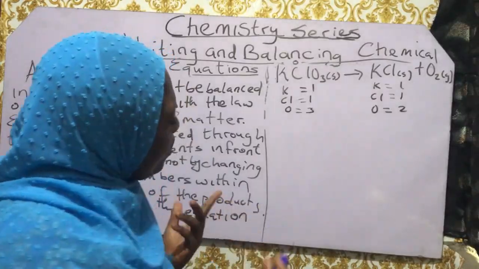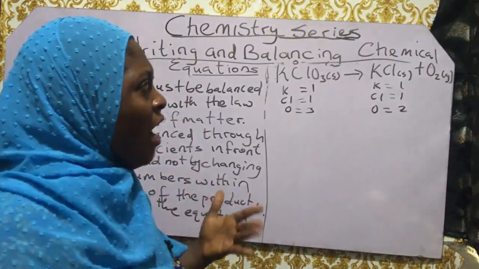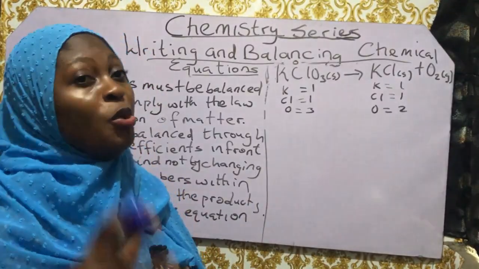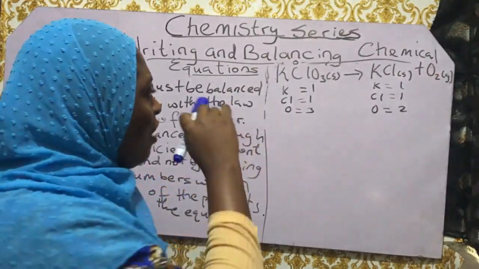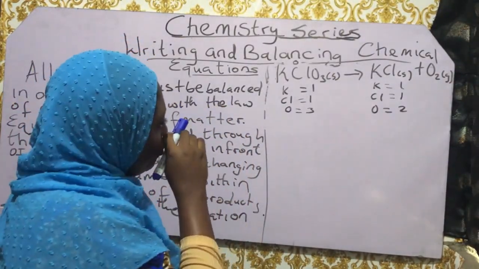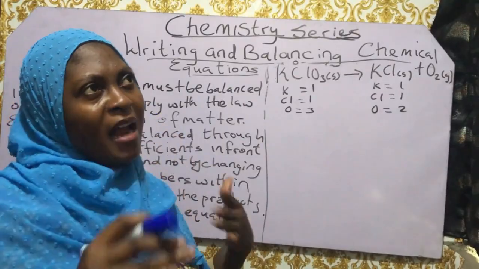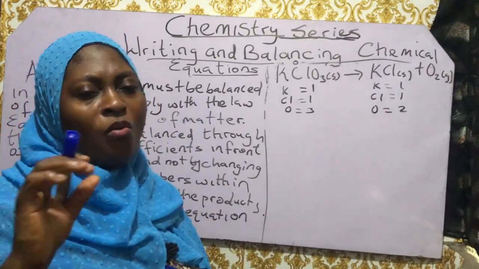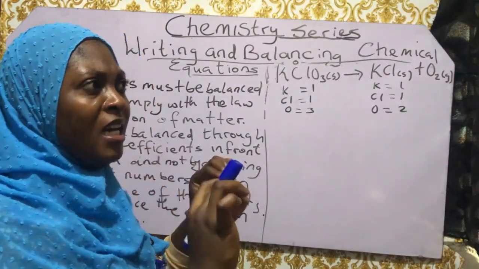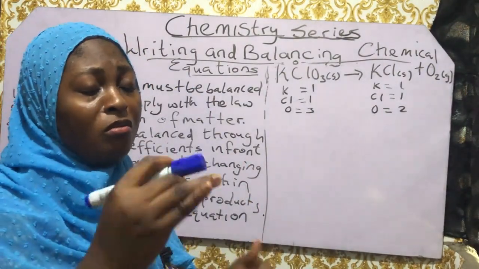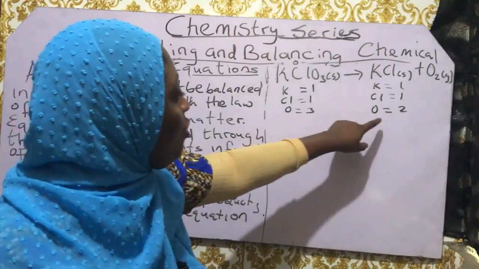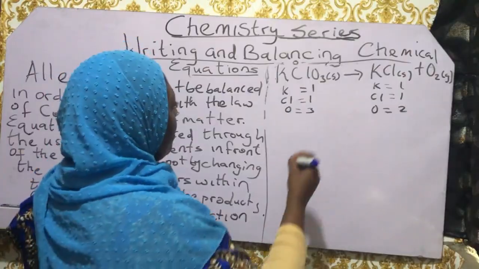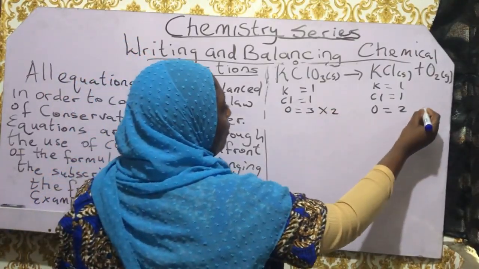So we have to think of a way to make oxygen balanced. I remember when you want to balance an element or a compound, you don't change the subscript, you use coefficients. What coefficients can we use? So we have 3, we have 2, and I want this to be equal to this. So I think what number will make this oxygen here equal to this oxygen here? What about 6? If I multiply here by 2, I multiply here by 3.